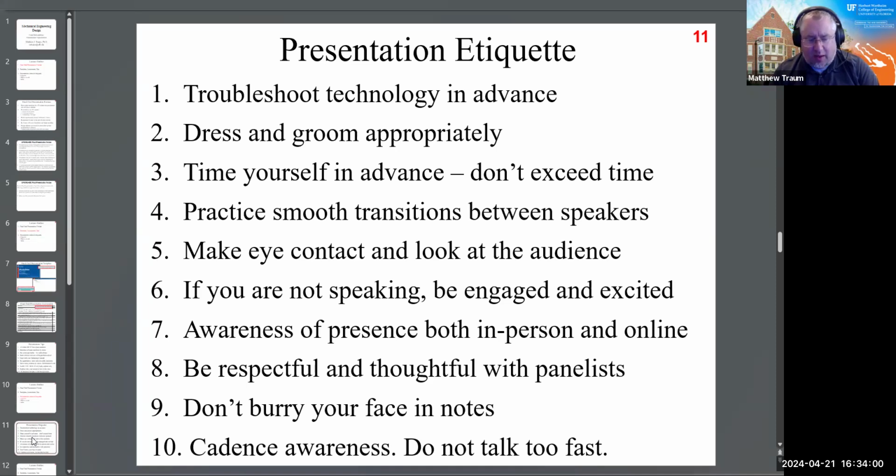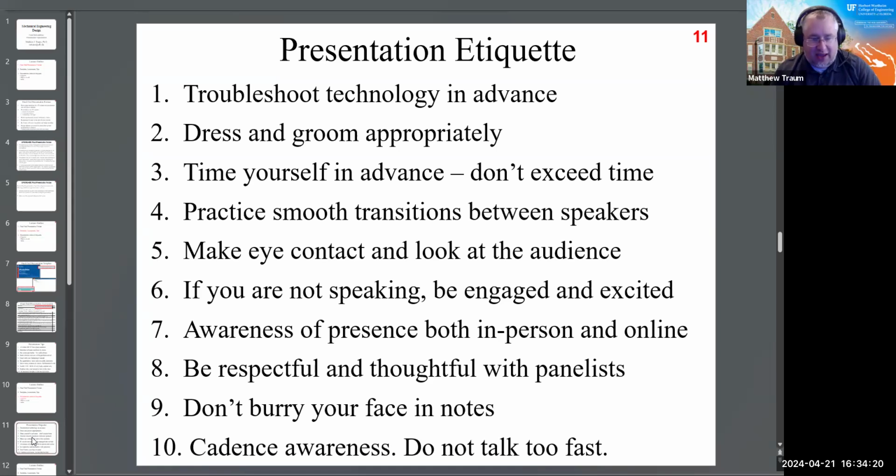And finally, be aware of your cadence. And by cadence, I mean the timing of how fast you talk. You definitely want to keep things within that 50-minute window, but you don't want to speak too quickly. You don't want to sound like a guy trying to auction off a new car or something like that. Blah, blah, blah, blah.